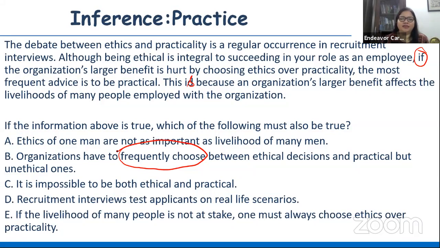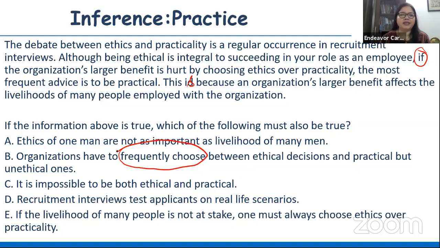So you can't say कि ये generally होता है, right? All we can infer here is that since the most frequent advice given is to be practical, practicality and the organization's larger benefit is more important than the ethics of a person. Ethics of one man are not as important as the livelihood of many men. Because that's the frequent advice given, because your organization's larger benefit affects the livelihood of many people.